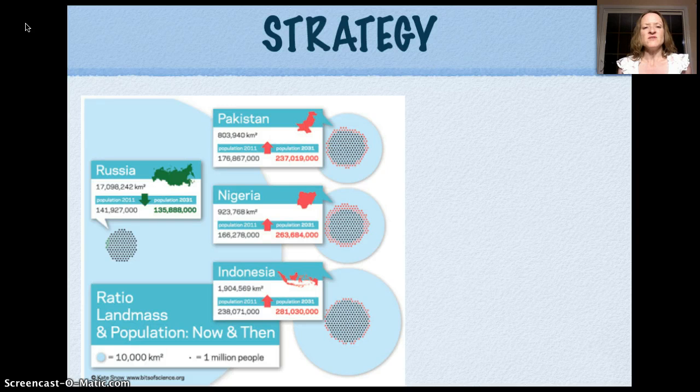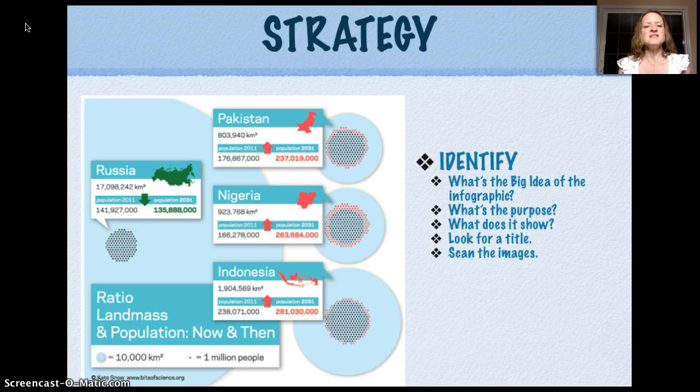What I mean by identify is just initially scan the infographic and look for a title, look for the images, and try to figure out what the main question that is trying to be asked is. What are they trying to prove? What are they trying to show? What's the purpose of this infographic? What does it mean? So basically just that big idea topic of what it is trying to demonstrate.